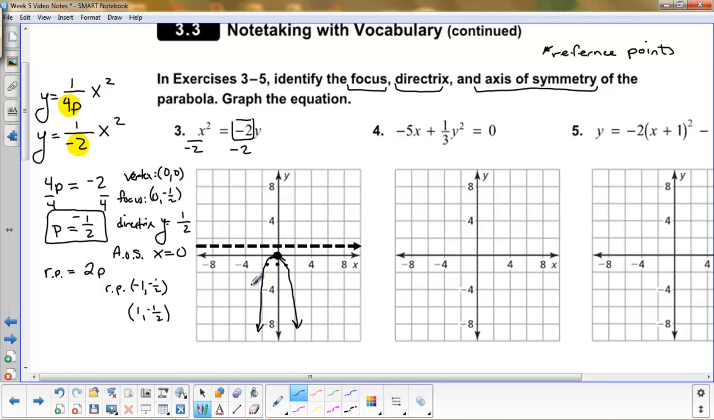I'd like you to try question number 4 now, and then we will spend a little bit of time in class tomorrow working on the rest of these extra practice problems so that you get a good idea about how to graph these conic sections, parabolas, because they are a little bit different than the quadratic parent function that you've studied so far this year.